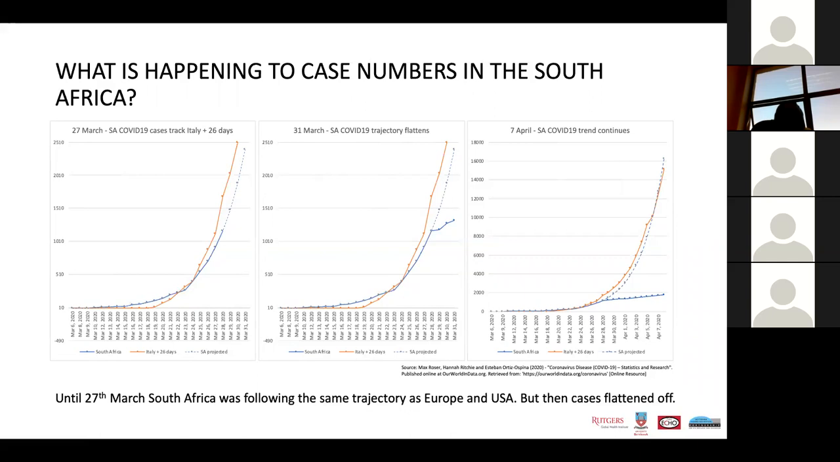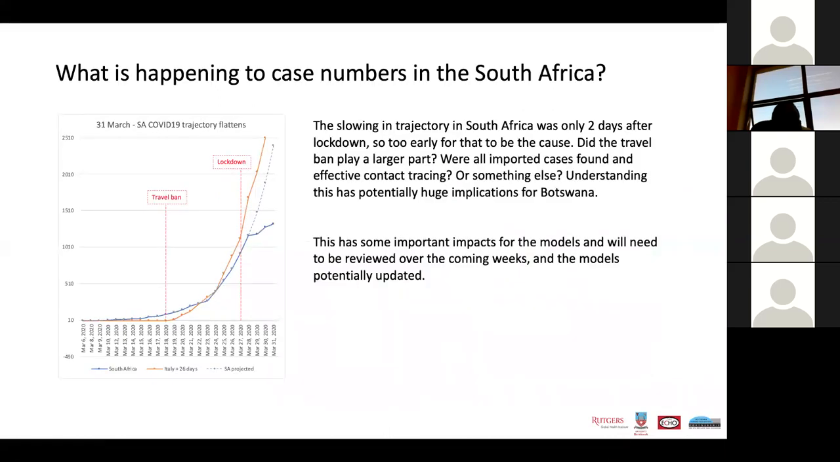But that didn't happen. Something rather odd has happened in South Africa. On about the 27th of March, those case numbers started to flatten off, and they stopped following that Italian trajectory. And if we look at the graph on the right, we can see that that's continued, and the South African cases are not increasing at anywhere near the same rate as the cases increased in Europe and in North America. Now, if we look at the next slide, we can try and figure out why that might be.